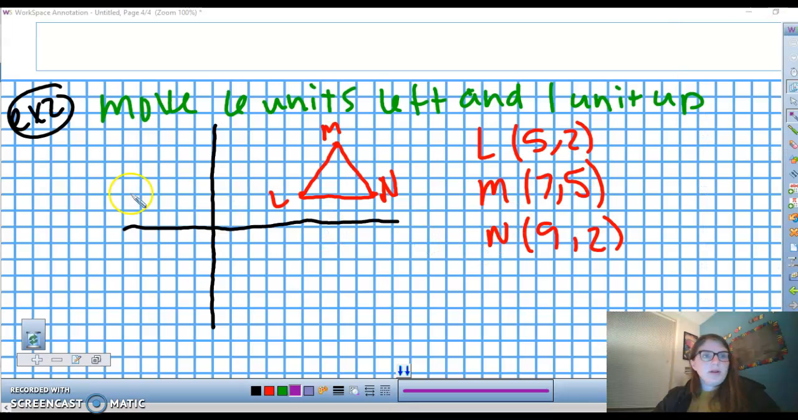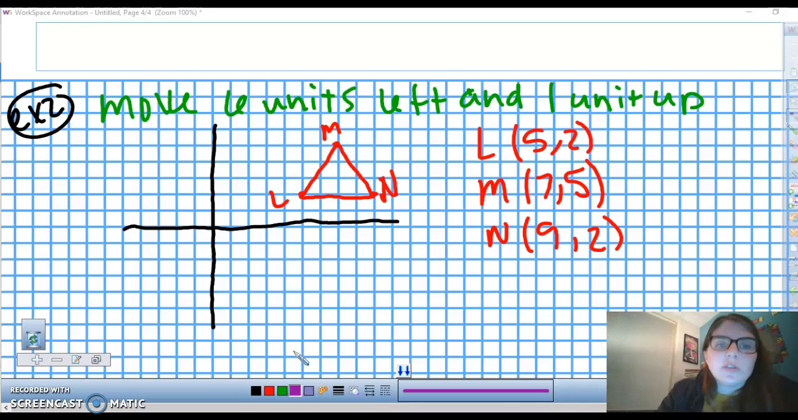Okay, so on our next one, I have a triangle, and my points are 5, 2, 7, 5, and 9, 2. It says move 6 units left and 1 unit up. So I'm going to start with L. I'm going to move 6 units left, 1, 2, 3, 4, 5, 6, and 1 unit up. So here's my new L prime. L prime is at -1, 3.